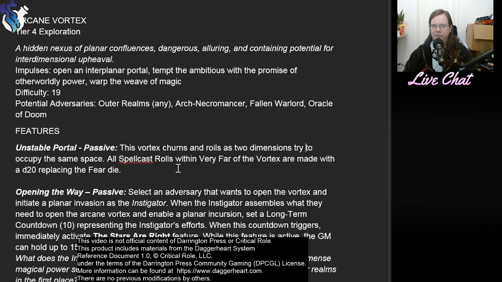All spellcast rolls within very far of the vortex are made with a d20, replacing their fear die. Is that actually the language used when we replace the die? I'm going to need to refer to the SRD. But now my mouse is being weird. Well, that's new.